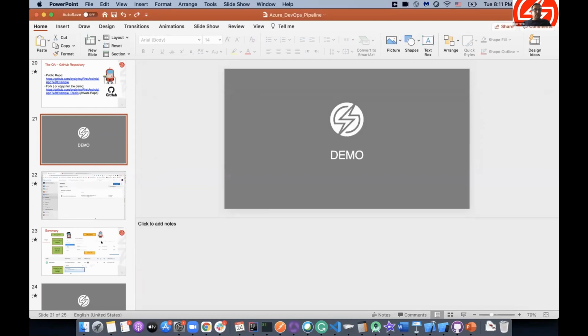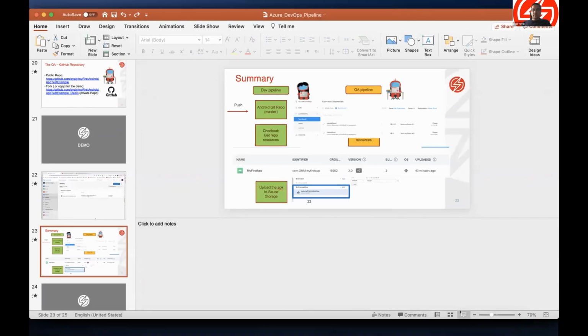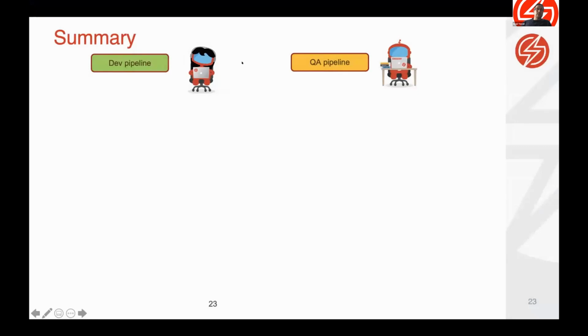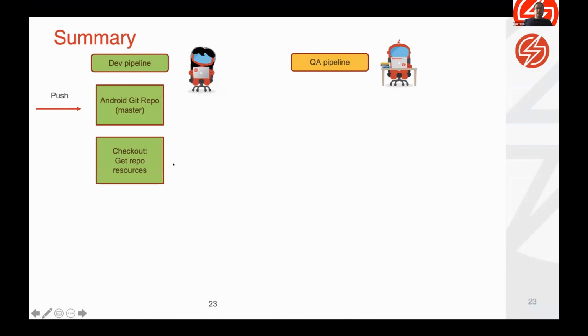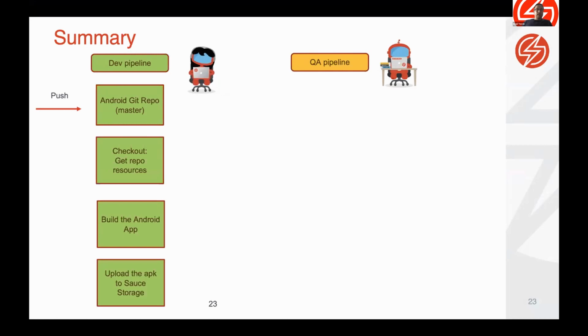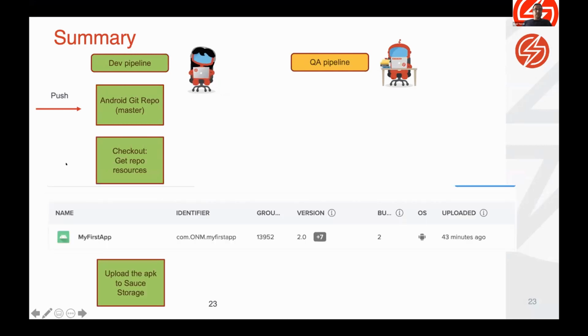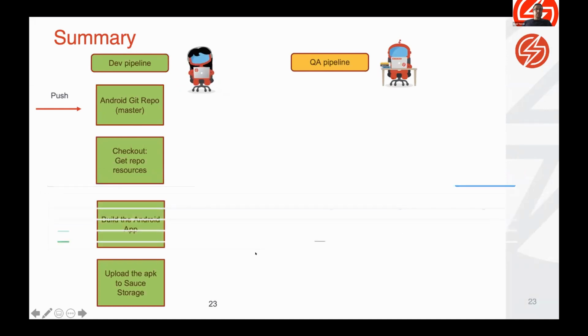So the last slide, just to summarize these two pipelines. We have the dev pipeline and the QA pipeline. For the dev pipeline, the trigger is that we push code to the Git repository, the Android Git repository. That triggers running all the tasks. The first task checks out the Git repository to the Azure image. From here, we build the Android app, we upload the APK to Sauce storage, and the result is that we have a new APK in the storage.